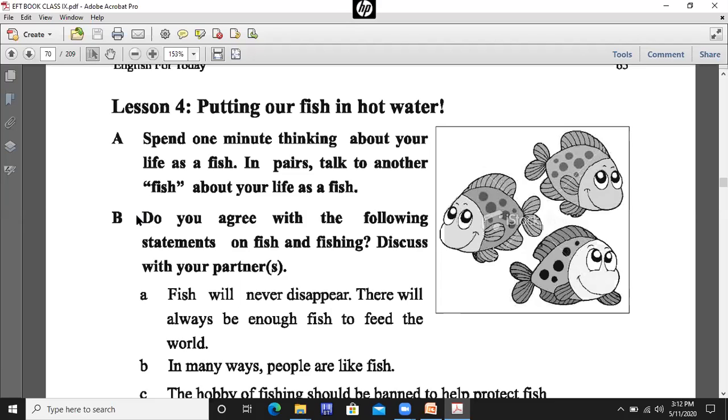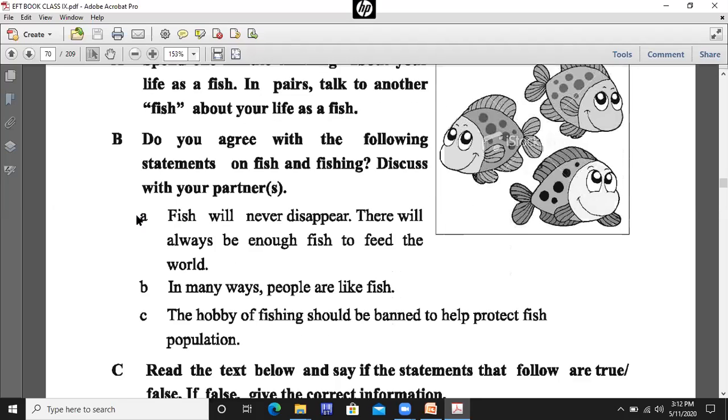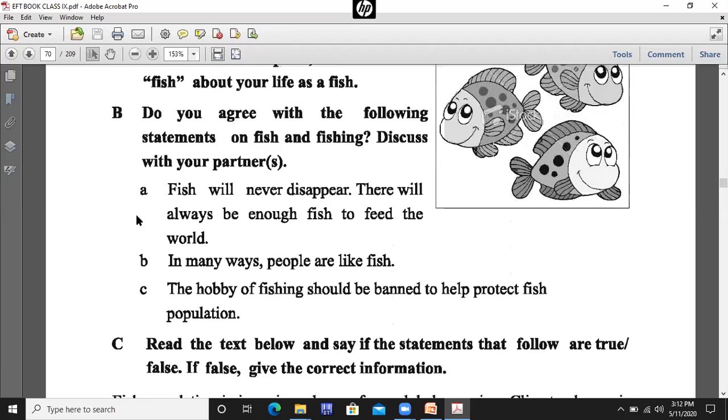After that, practice B. Do you agree with the following statements on fish and fishing? Discuss with your partners. Okay. There are three statements here. The first one is fish will never disappear. There will always be enough fish to feed the world. The second one, in many ways, people are like fish. The third one is the hobby of fishing should be planned to help protect fish population. Just think over it. In practice A, also in practice B, you need to think over whether you agree with these statements or not.